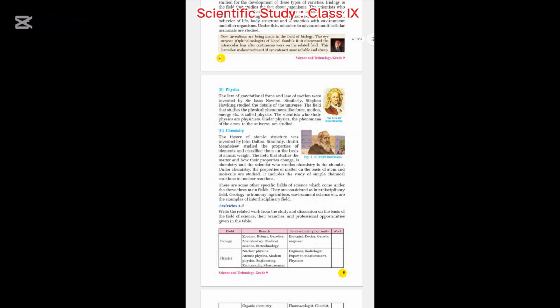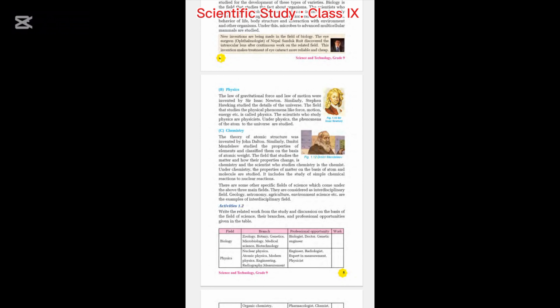The next field of science is physics. The law of gravitational force and law of motion were invented by Sir Isaac Newton. Similarly, Stephen Hawking studied the details of the universe. The field that studies physical phenomena like force, motion, energy, etc. is called physics. The scientists who study physics are called physicists. Under physics, the phenomena from the atom to the universe are studied.